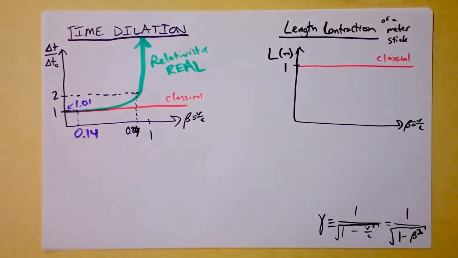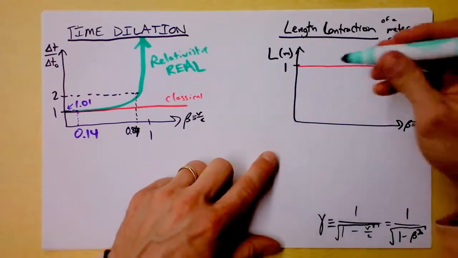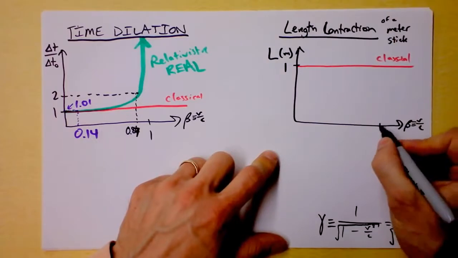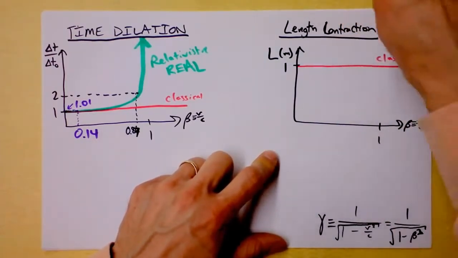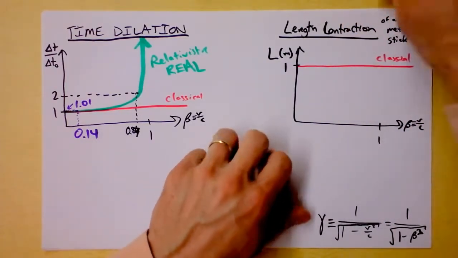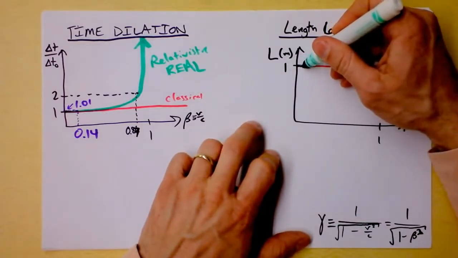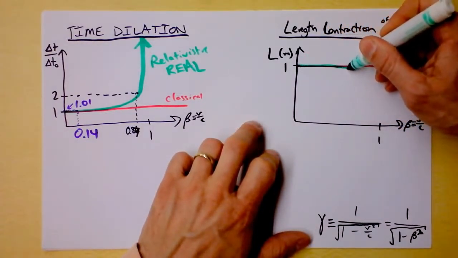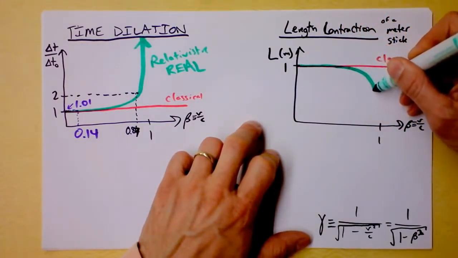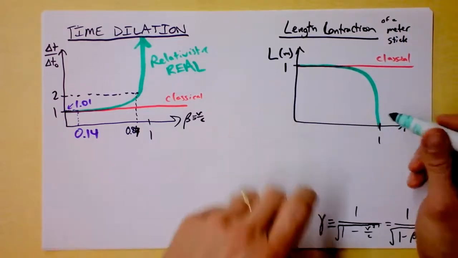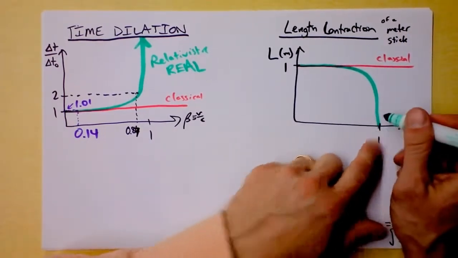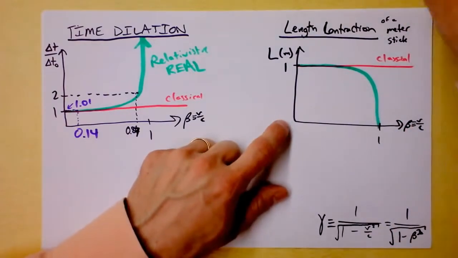Great job, classical physics. But the speed limit in the universe, where beta is 1 and v is the speed of light, you can't get there. Seafoam green comes out here. This is the relativistic solution, and it says no, it's going to be like this. It's going to be like, boom! And in fact, if you do reach the speed of light, then you will find that your meter stick doesn't have any length at all.